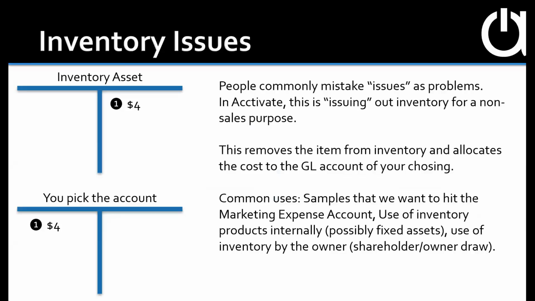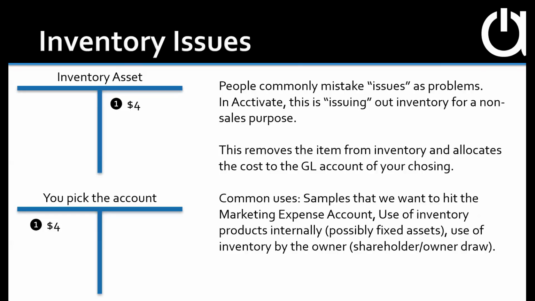Okay, inventory issues. This is a funny one. People tend to think of the word issues as being a problem, and that's not what an inventory issue in Acctivate is at all. This is to take something out of inventory for a non-sales purpose, meaning I'm not selling it to a customer. So I'm going to issue it out. It'll take the item out of inventory and allocate the cost to the GL.